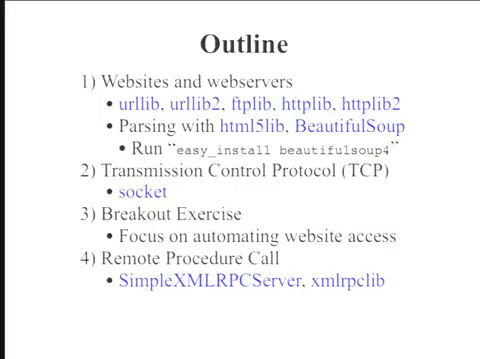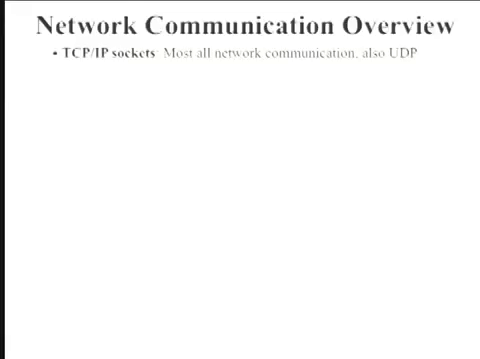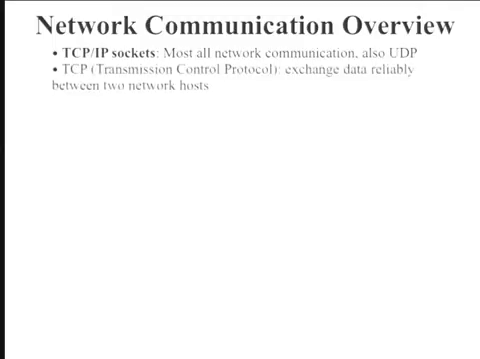Okay, so before I get started into websites and web servers, I just want to make sure that everybody's on the same page about how computers talk to each other. In transmission control protocol, you have IP sockets. Most of the network communication is on TCP across the local area network, or as you go onto the internet. There's also UDP, which we're not going to talk about too much, but you can support that in Python as well. And here's a diagram to show how data is sent.